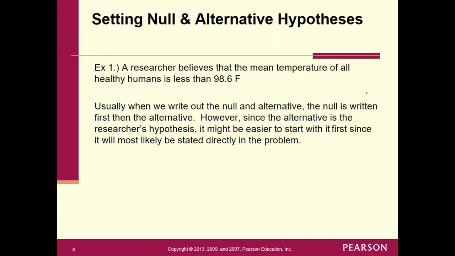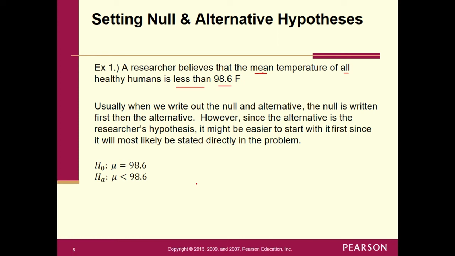Notice here that the researcher believes that the mean temperature of all, so the mean of a population, is less than 98.6 degrees Fahrenheit. Since we're talking about the mean of an entire population, we're talking about mu is less than 98.6 degrees. So the alternative would be mu is less than 98.6. And what is the null going to be? Mu is equal to 98.6. The null hypothesis always gets the equal to sign.